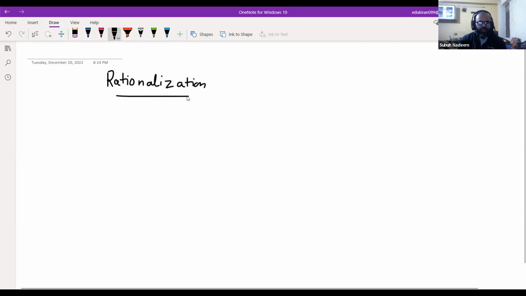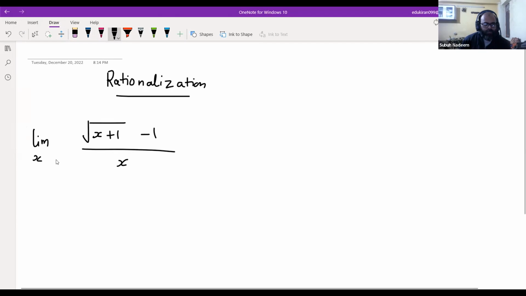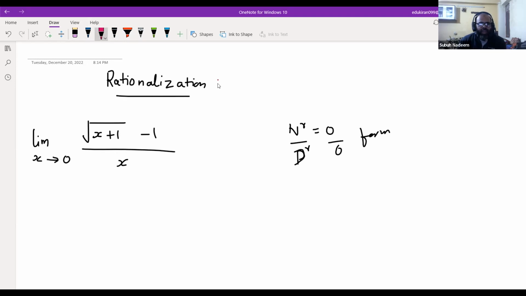So in rationalization, what happens? As you can see, the first question, (root over x plus 1 minus 1) upon x, limit x approaching 0. Now, if you put x equal to 0, the numerator will come out to be 0 and the denominator will also come out to be 0. So this is called 0 by 0 form. Now how can you solve this? We will use rationalization.